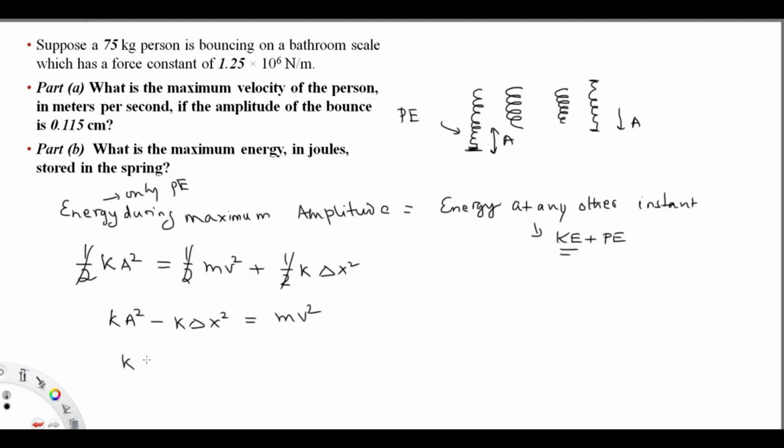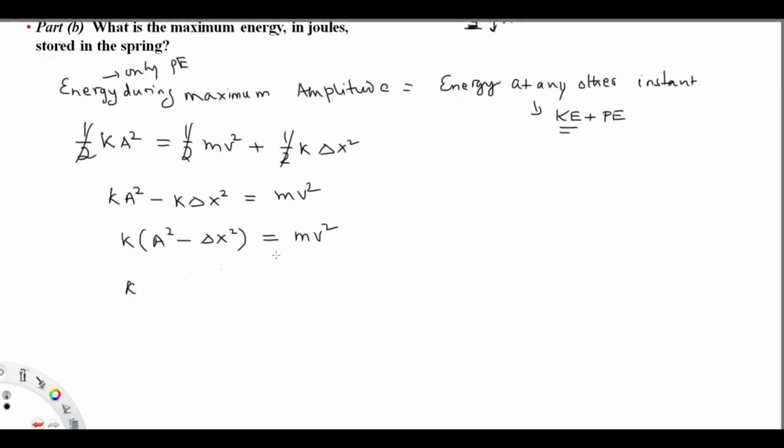So k and k common, you can take outside the parentheses, so A squared minus delta x squared is equal to mv squared. Then divide both sides by m, you get k over m. Okay, A squared minus the displacement, and for simple harmonic motion, displacement is given by this formula, A cosine or sine omega t plus phi.